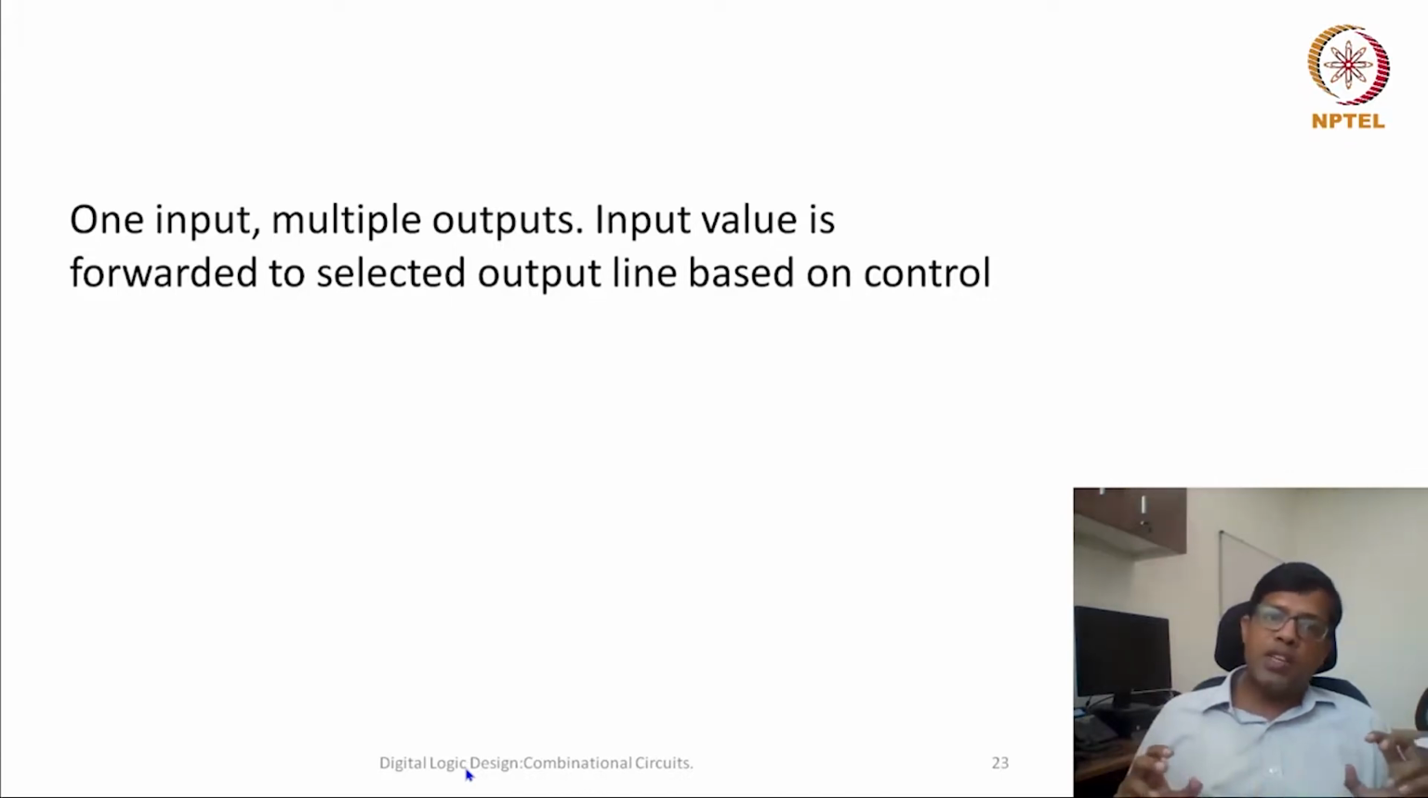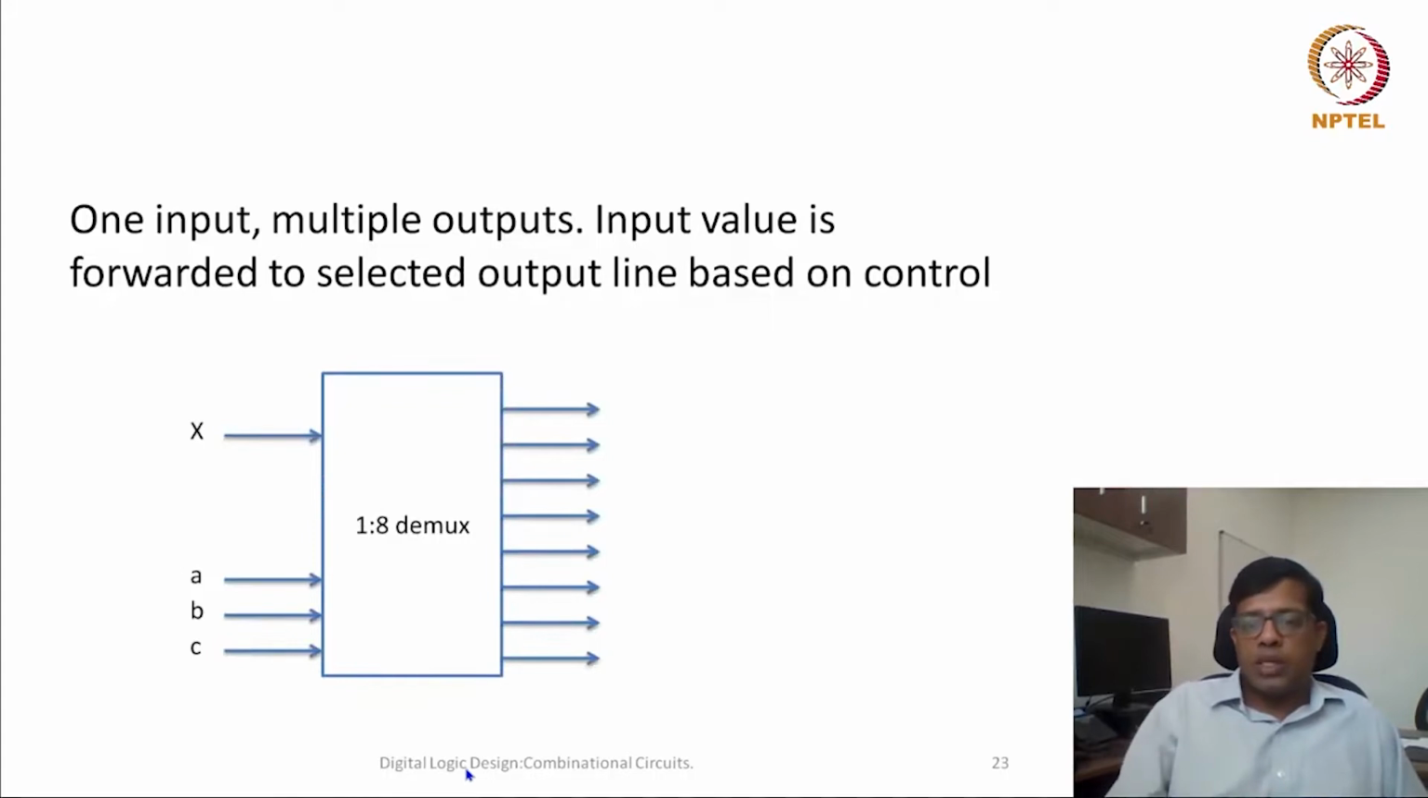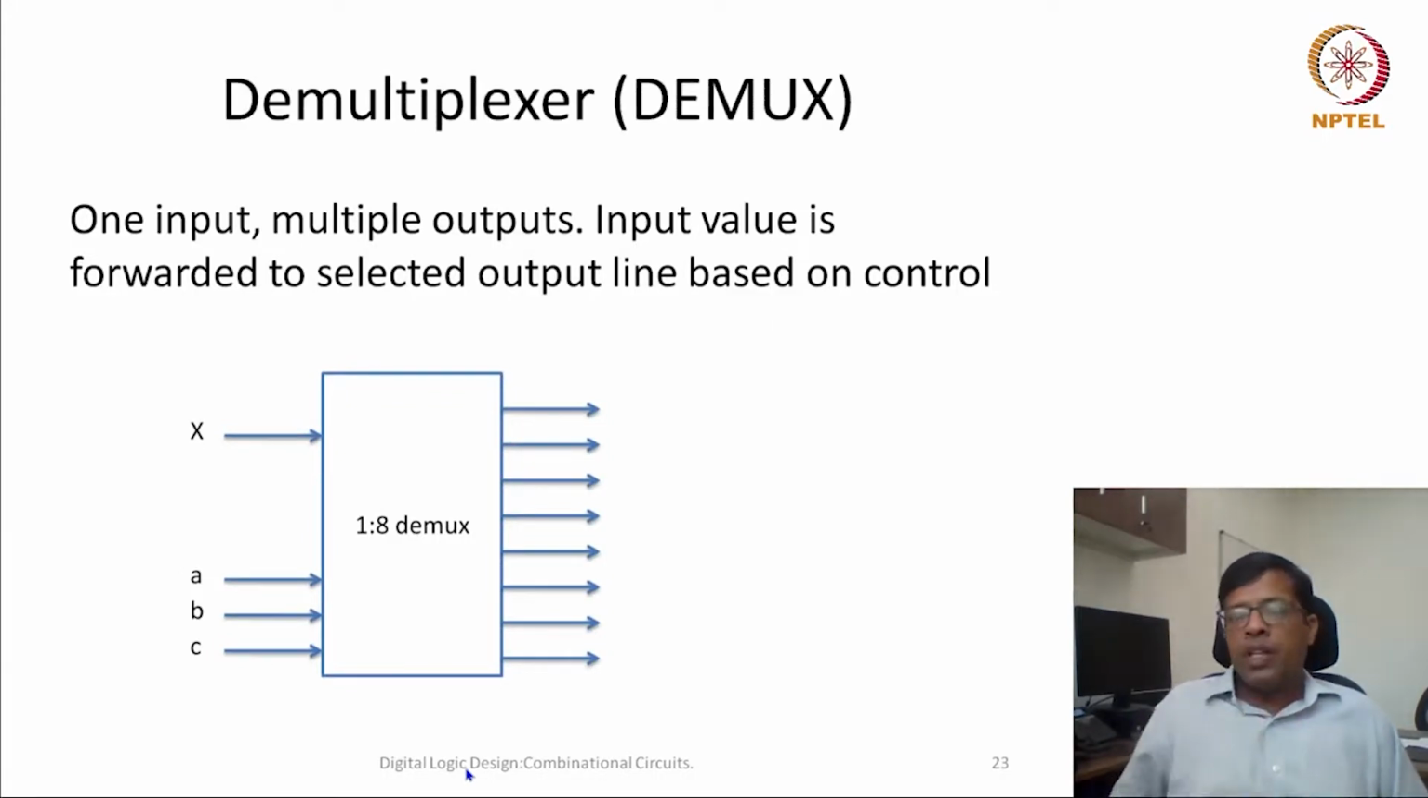It looks like an inverse circuit of a multiplexer. In a multiplexer, we had multiple inputs and one output, and the output was selected based on the control lines. Here it is reverse. We have multiple outputs but only one input, and the control selects where the input should go. Because it is the reverse of a multiplexer, it is called a demultiplexer. In short, we also call it demux.